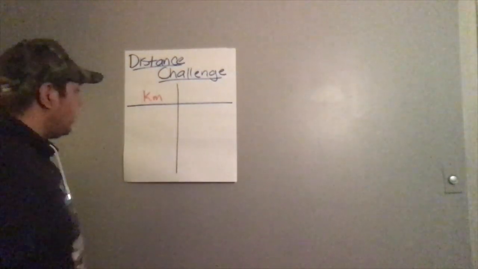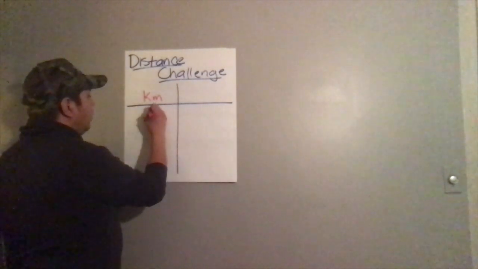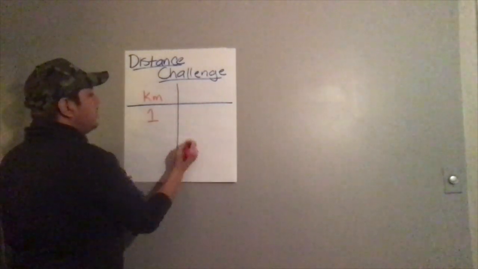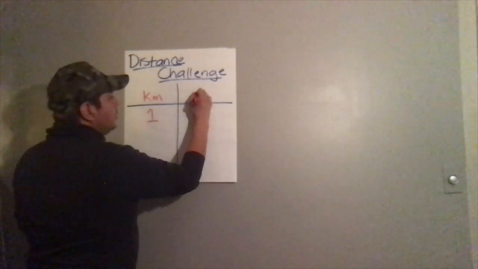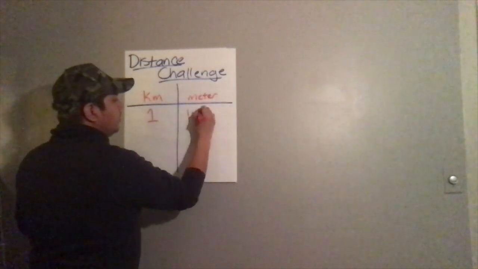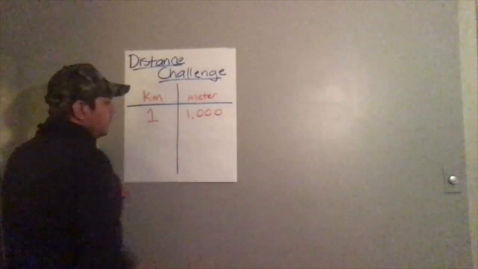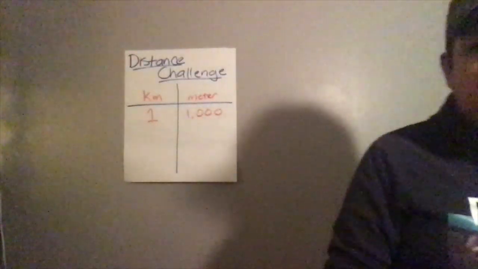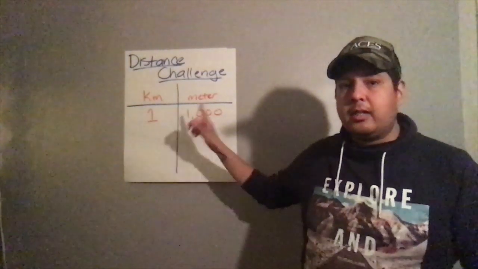Hopefully you can remember this. For every 1 kilometer, this was equal, in meters, to 1,000 meters. Okay? So let's go ahead and start off our T-chart this way.